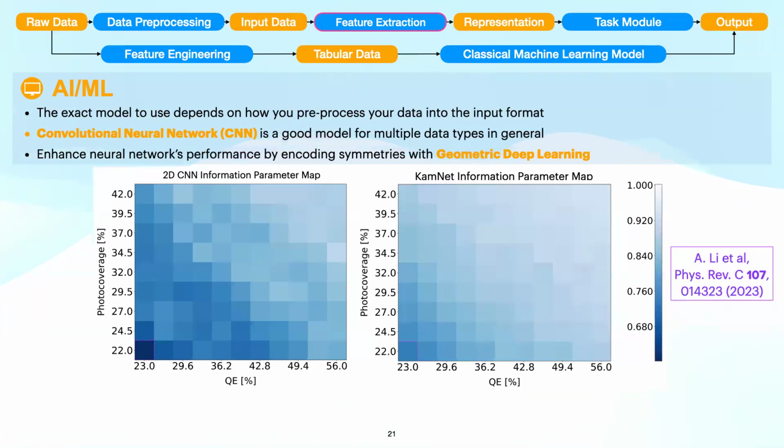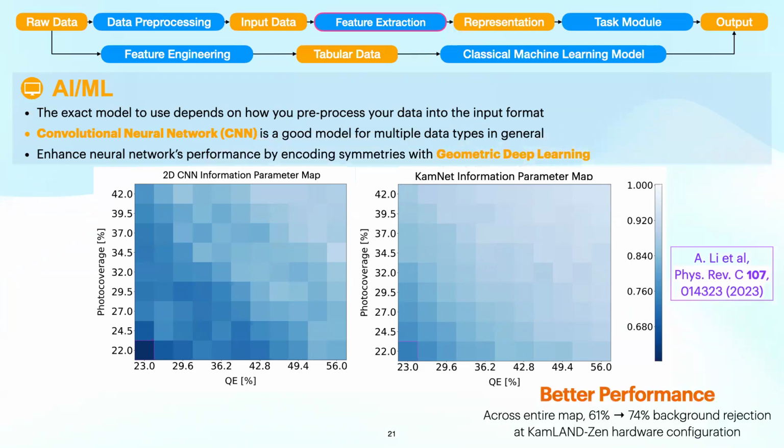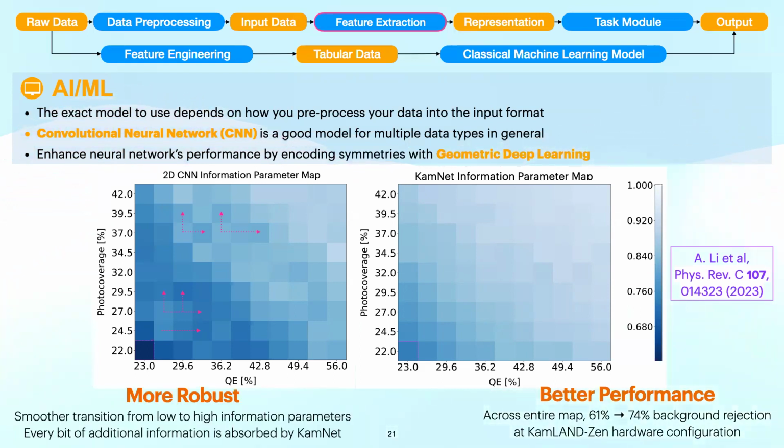So we are comparing the performance of our spherical CNN model versus the normal 2D convolutional neural network model that we mentioned, at different values of these information parameters. We can see the comparison is pretty different. First, if we are using this spherical geometry in our detector, we have much better performance across the entire range of different photo coverage and quantum efficiencies.